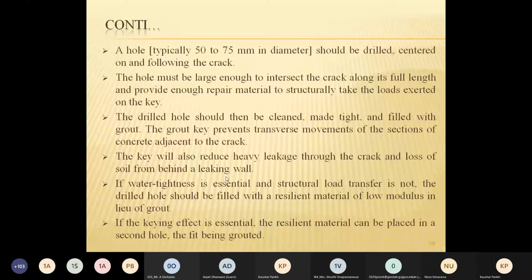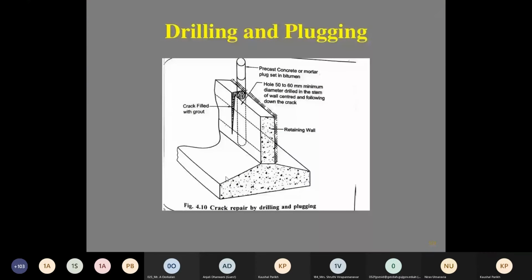The drilled hole should be filled with a resilient material of low modulus of elasticity. Here, the key effect is essential, and the resilient material can be placed in the second hole to fulfill the grouting, as shown in the particular figure.